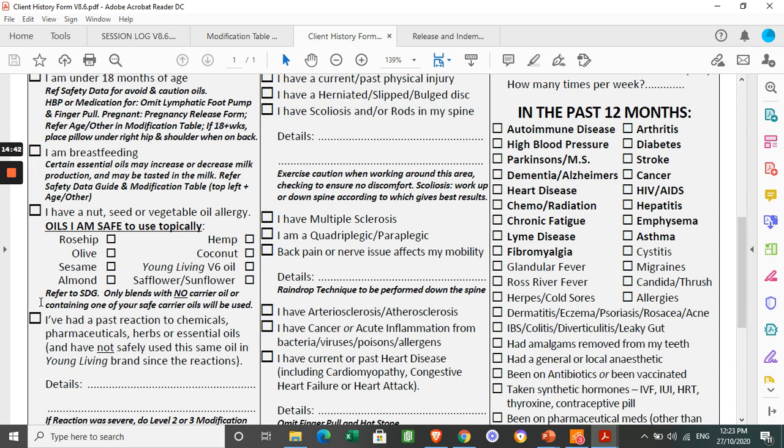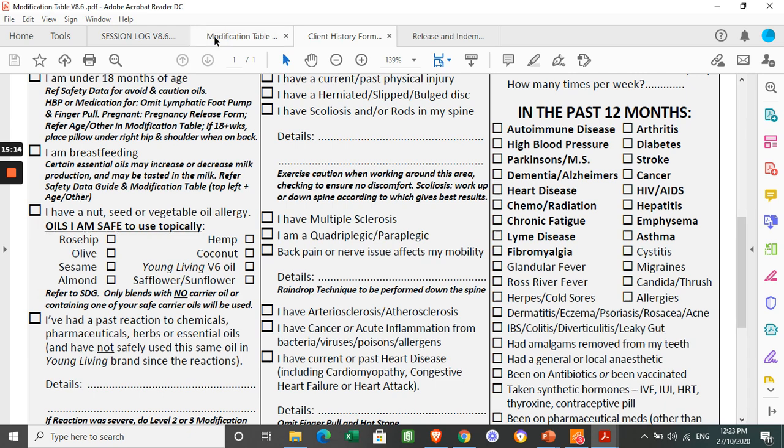And the bold italics tell you what to do here if someone has ticked it. Refer to Safety Data Guide, that's what SDG stands for. Only blends with no carrier oil or containing one of your safe carrier oils will be used. It's very important to highlight here that when your client ticks these, they're ticking that they are safe to use them topically.